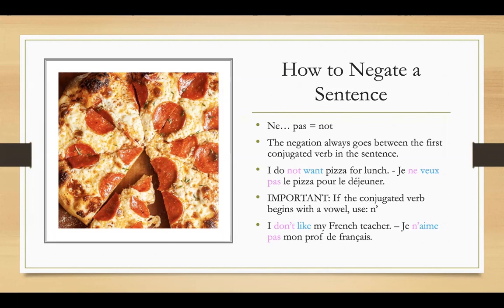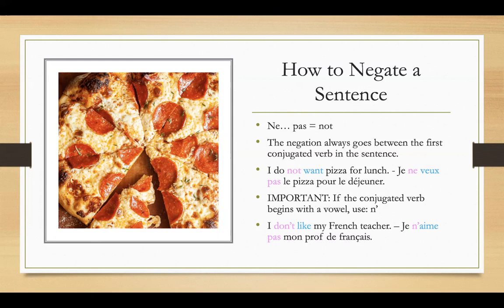So the most commonly used way to do this is using ne and pas, which means not. So the negation always goes in between the first conjugated verb in the sentence, regardless of any other verbs that you have in there. So one example of this would be, I do not want pizza for lunch. So in this sentence, want is your verb, and the French translation of that is vouloir. So you have, je ne veux pas la pizza pour le déjeuner.